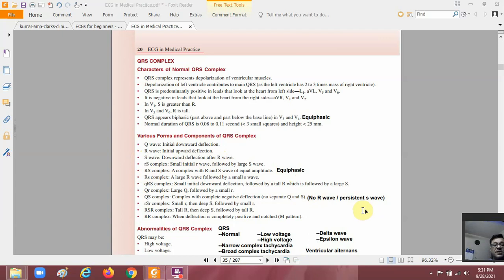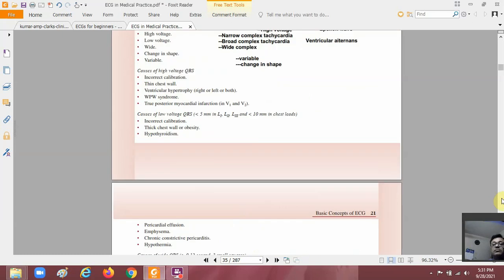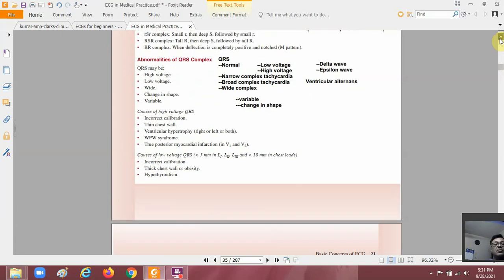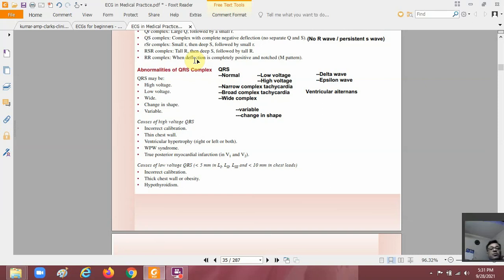Now, what are the abnormalities of the QRS complex? We'll go through the different types. There is the normal QRS complex, and all the others are abnormal: low voltage QRS complex, high voltage QRS complex, narrow complex tachycardia, broad complex tachycardia, narrow QRS complex, broad or wide QRS complex, ventricular alternans or electrical alternans, variable QRS complex, change in the shape, and delta waves and epsilon waves.